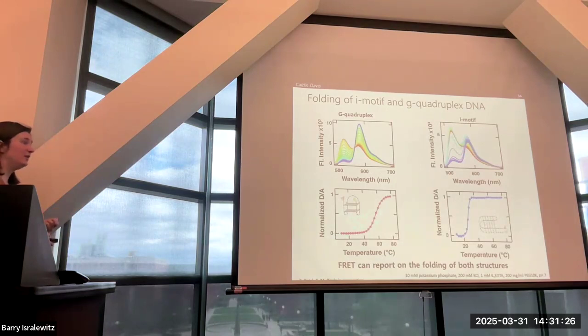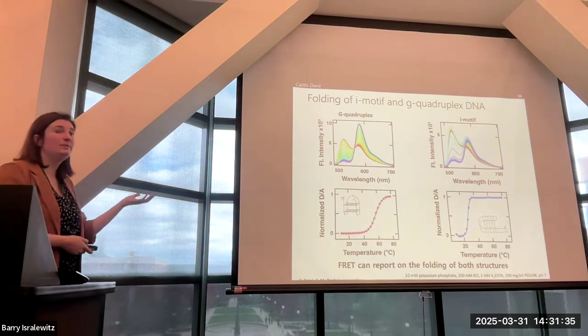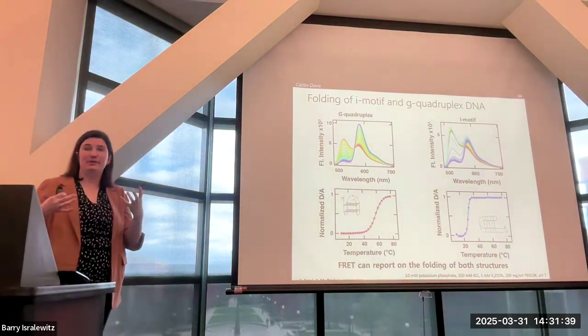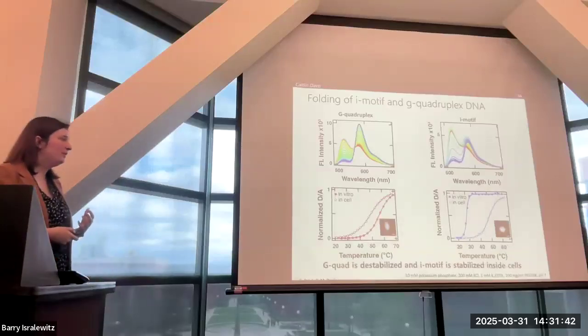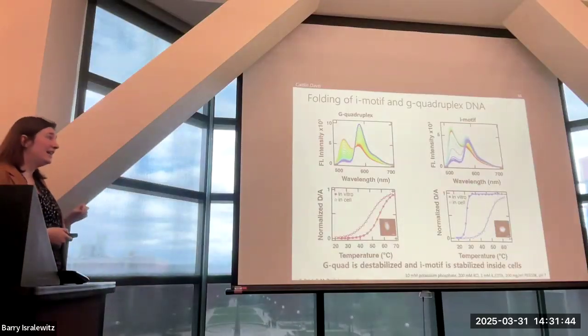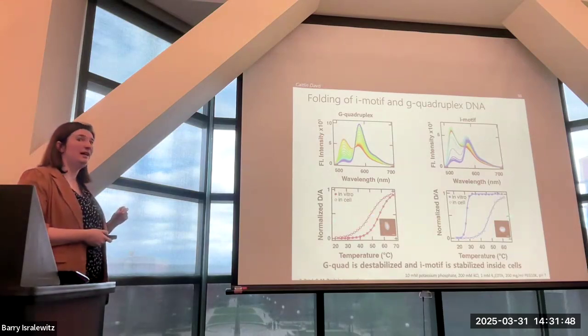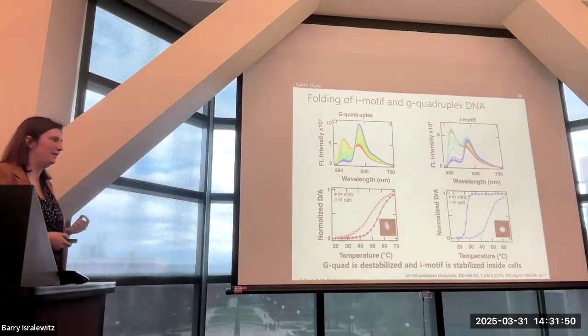And so what we see is that we can do that. So the stability of the G quadruplex is around 60 degrees in vitro, and the stability of our i-motif is around 30 degrees in the presence of PEG. So this would be our prediction for what we would see in cells, and we then do these same kinds of temperature-dependent measurements in cells. And what we see is that in cells, the G quadruplex is destabilized and the i-motif is stabilized, and stabilized by quite a bit.